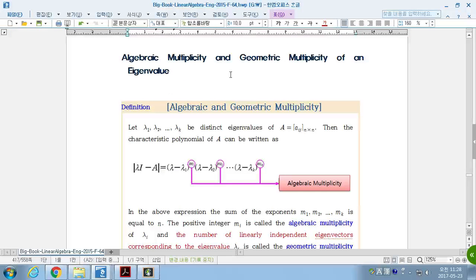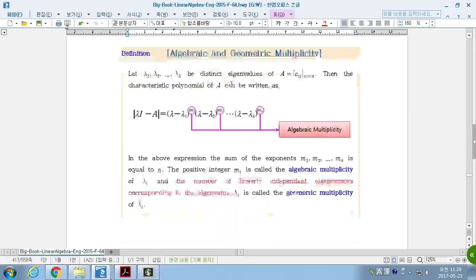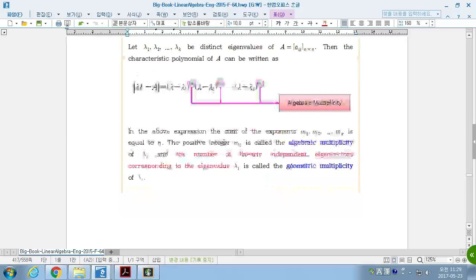Next, algebraic multiplicity and geometric multiplicity of an eigenvalue. Here, suppose lambda 1 to lambda k be distinct eigenvalues of A. Then the characteristic polynomial of A can be written as this. Okay? This is a polynomial of degree n. So we have n solutions. But we have k distinct eigenvalues, so it can be factored in this way. Okay, here we call this m1, m2, and mk algebraic multiplicity of lambda i's.